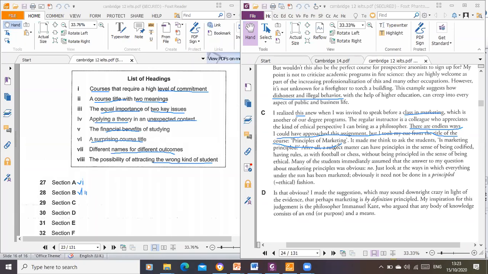Let's see. I'll then go into my, what was it called? I think I saw means and end somewhere here before. I want to make sure, yeah. Okay, that's section D, talking about two different things. Now, it made me think to ask, is marketing principled? So I'm looking at this place. There are endless ways I could have approached this, but I took my cue from the title of the course, Principle of Marketing.